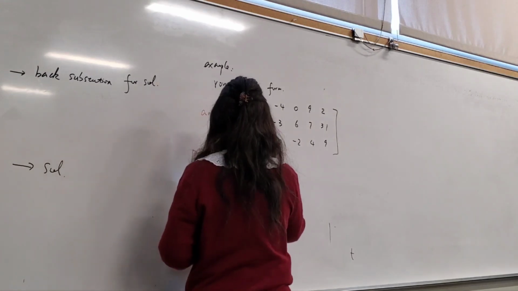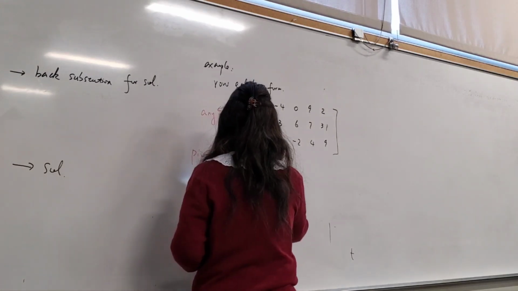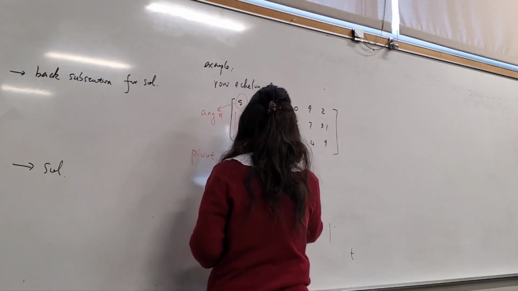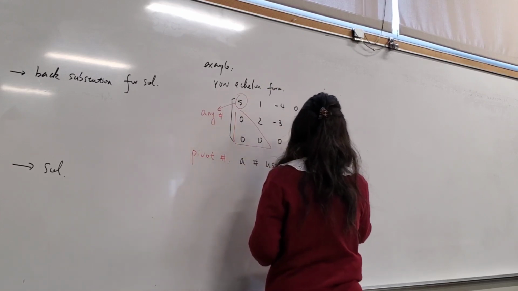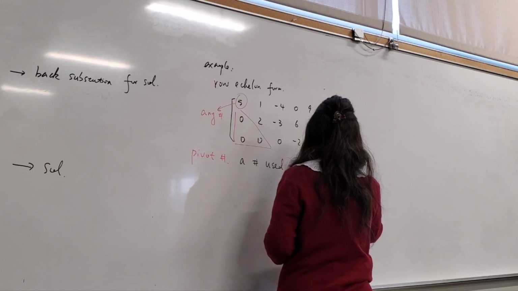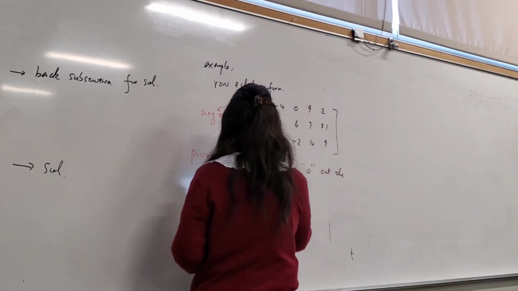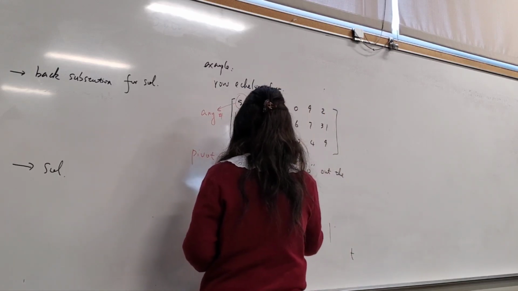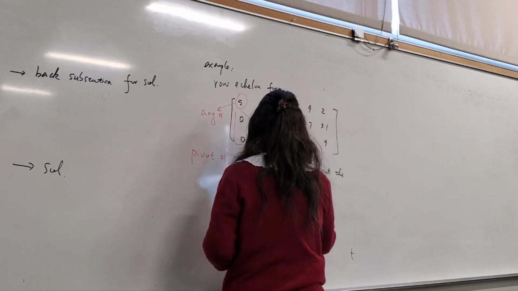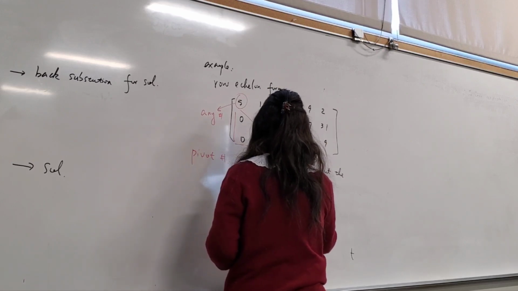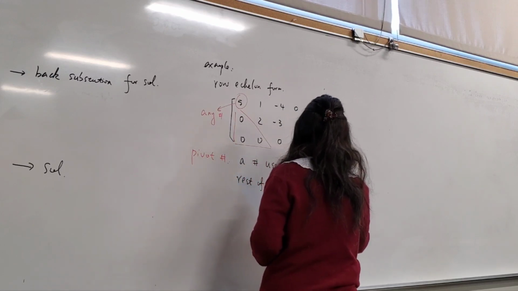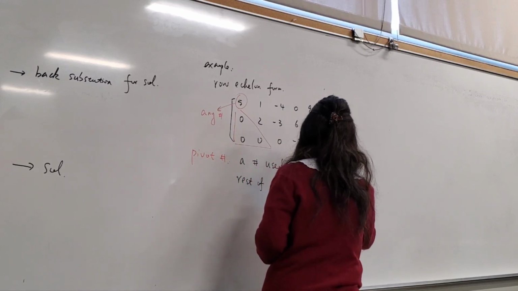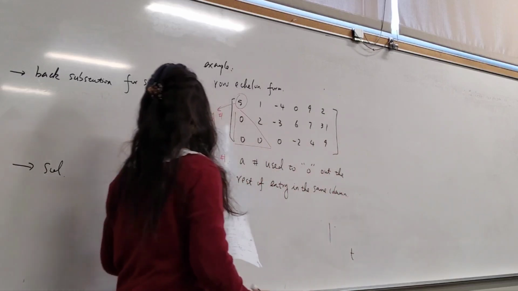A pivot number is a number used to zero out the rest of the entries in the same column. Okay, that is called a pivot.